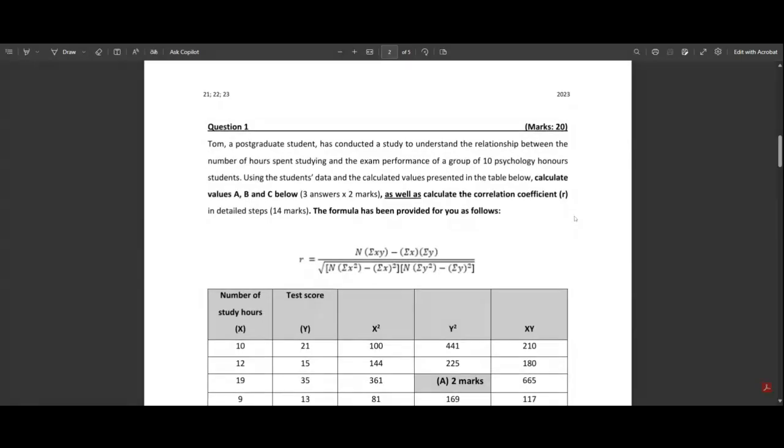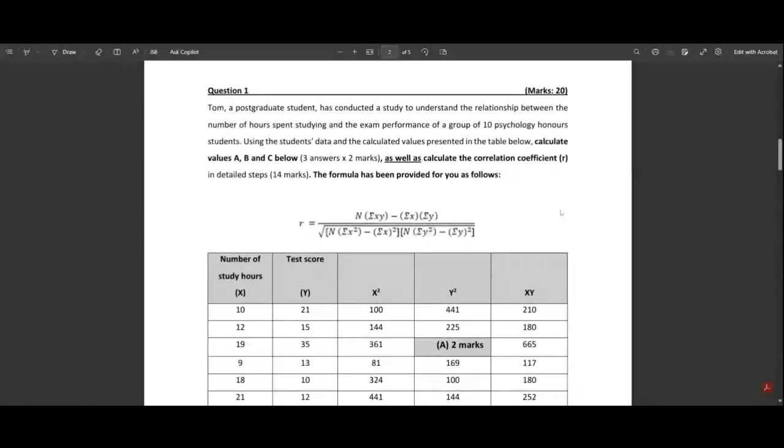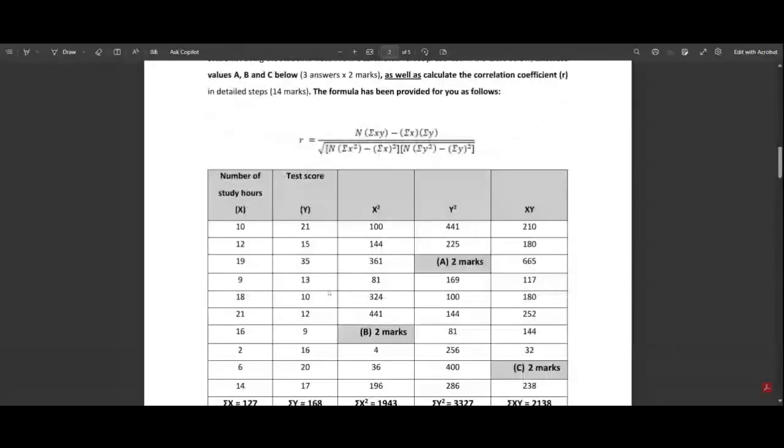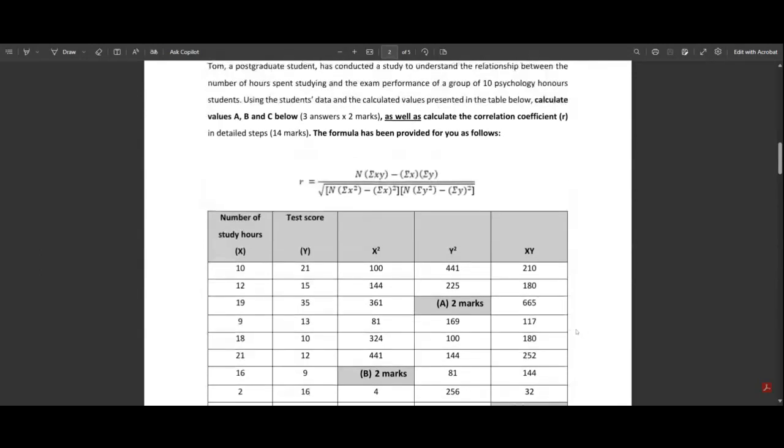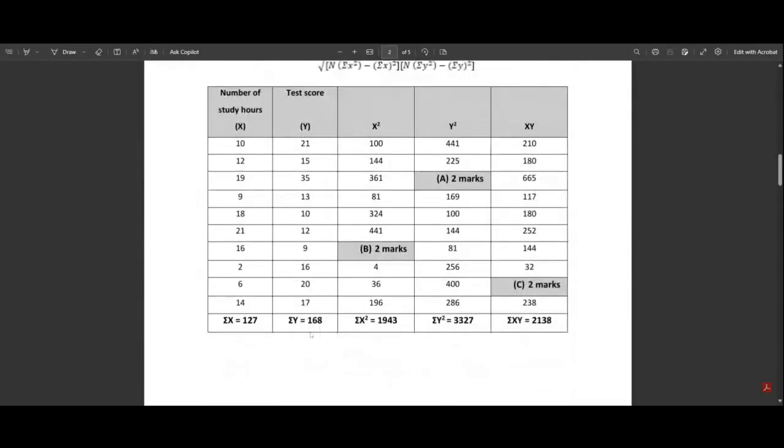Okay, so this question, see, this is what I meant when they give you a table and they just ask you to work a couple of things out. So this is why I say it's important to know how the table works, so that you don't make a silly mistake when it comes to these 2-mark questions. So we need to work out what A, B, and C are in the table, and then calculate R. And for R, they give you the formula. Okay, let's do A, B, and C then.